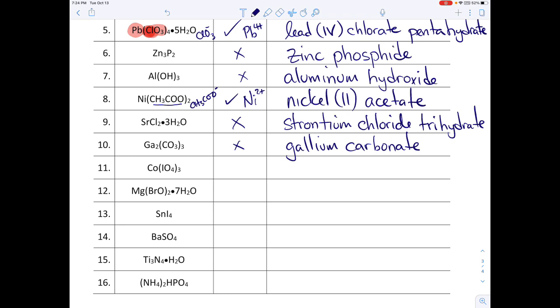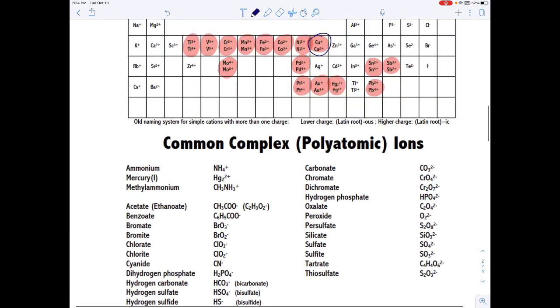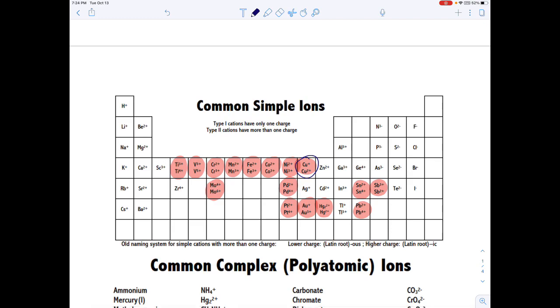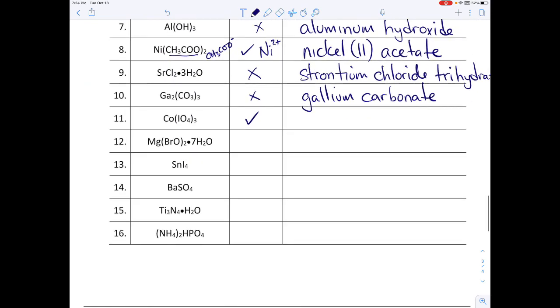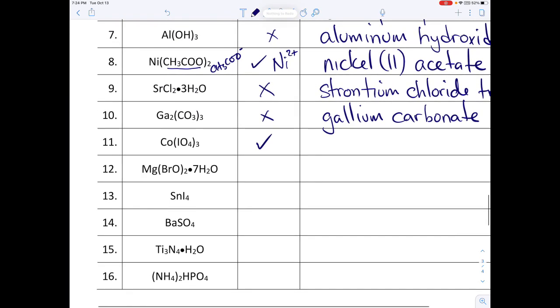Number 11, cobalt, Co, is a type 2 cation. I look at my data booklet if I don't have these memorized. Cobalt can be 2+ or 3+, so we're going to need to figure out which one of those we have here. To figure that out, we see what it's bonded with.